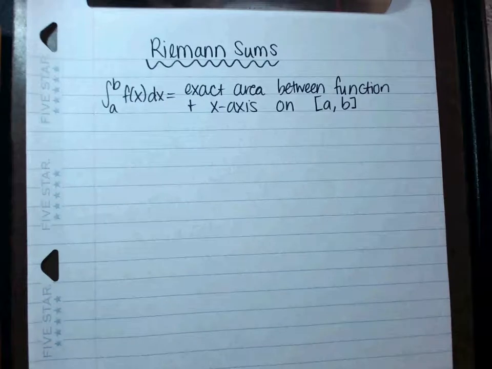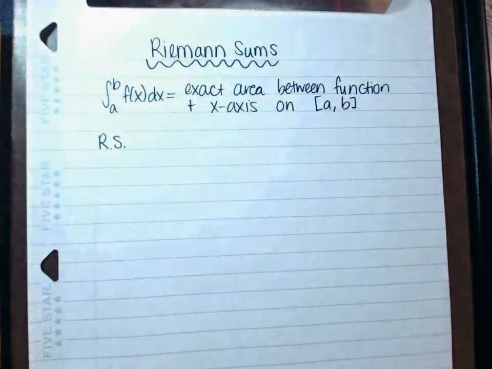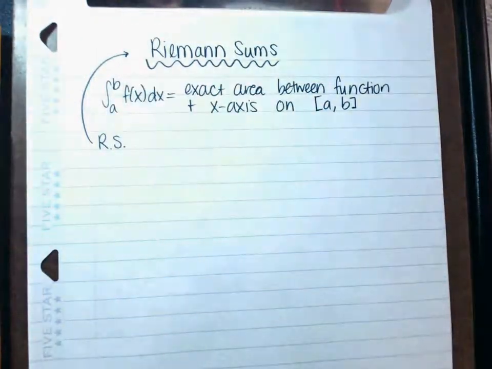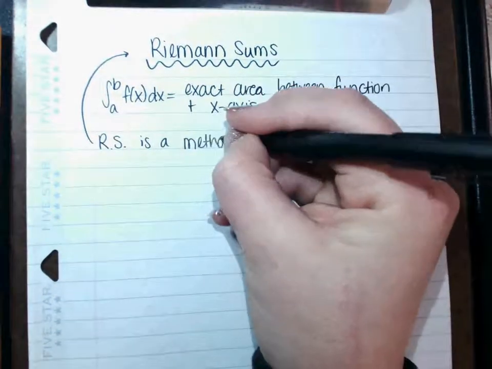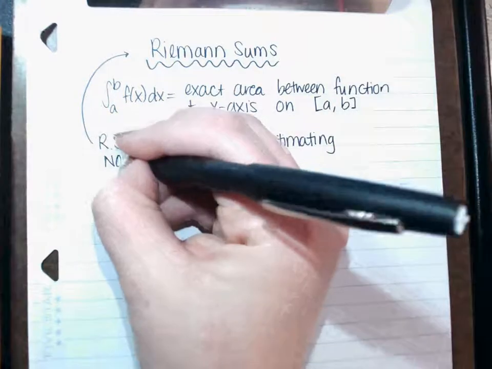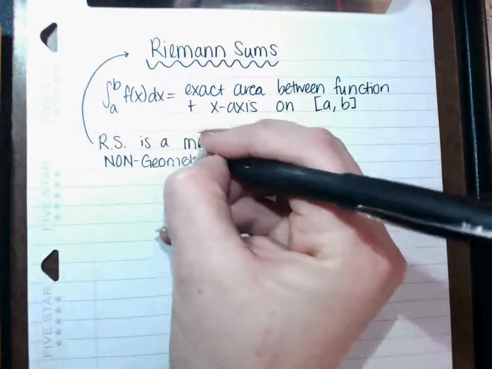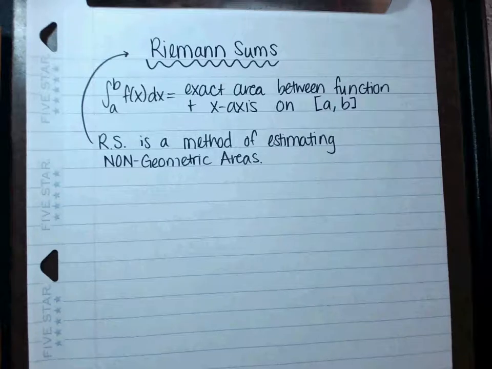Okay, so the problem is all the equations that we looked at yesterday were linear or they made perfect circles. Obviously, that is not the real world. That's not how everything works. So a Riemann sum, I'm going to abbreviate that to not have to write it again, but you can just put a little arrow to help yourself remember. A Riemann sum is a method of estimating non-geometric areas. So if it's not a perfect triangle or a perfect rectangle or a perfect half circle, then you could use a Riemann sum to estimate that.